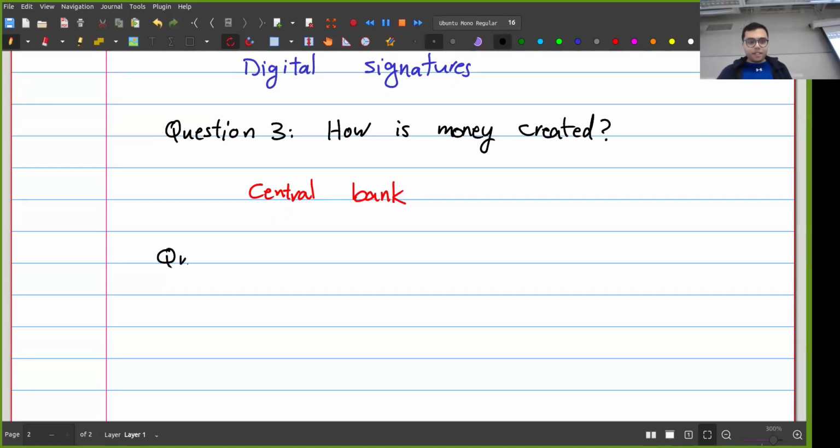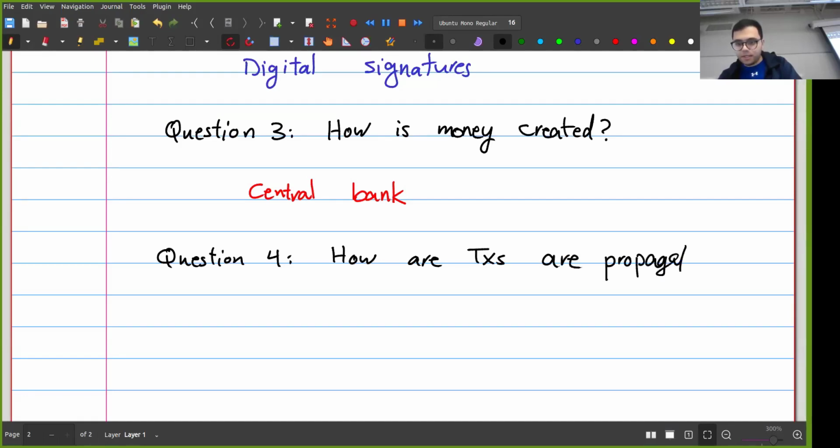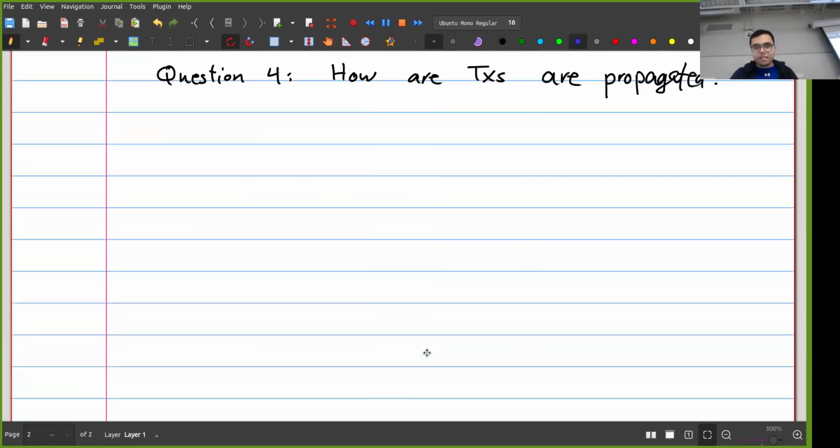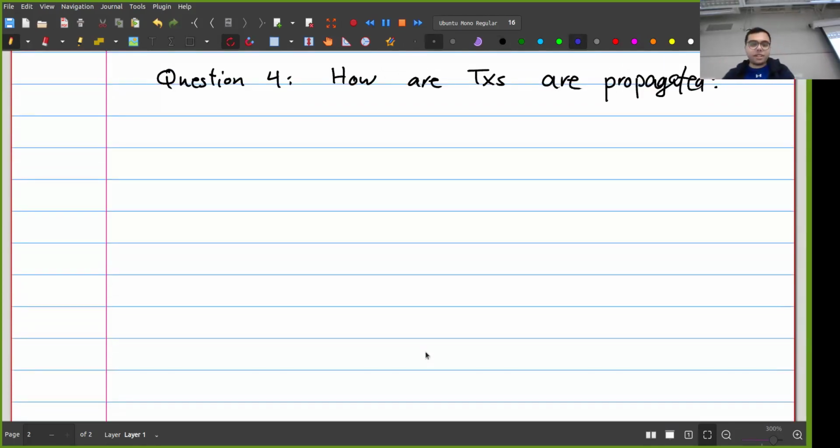And finally, our last question is, how do people know about the transactions? So how are transactions propagated? I'm going to write TX for transactions. And the answer here is that I'm going to have a peer-to-peer network. So I'm going to assume that there is a network of people, and this can be using the internet or whatever other means of communication. In the real world, of course, it's the internet.